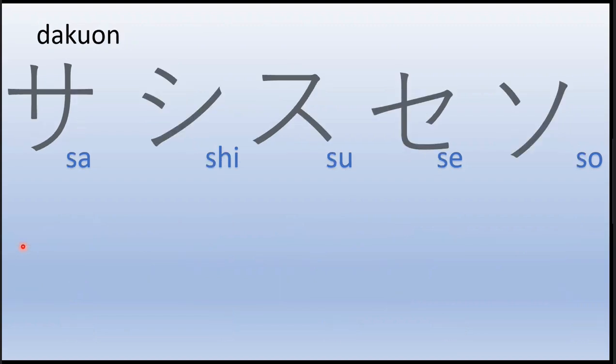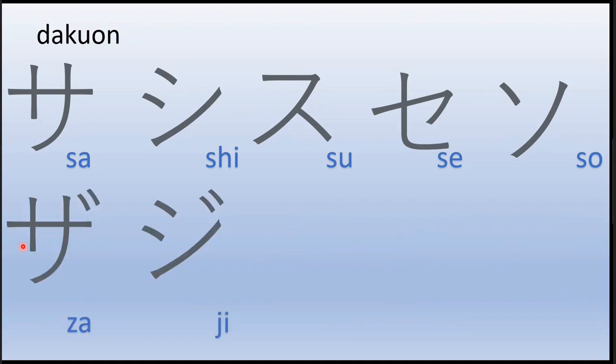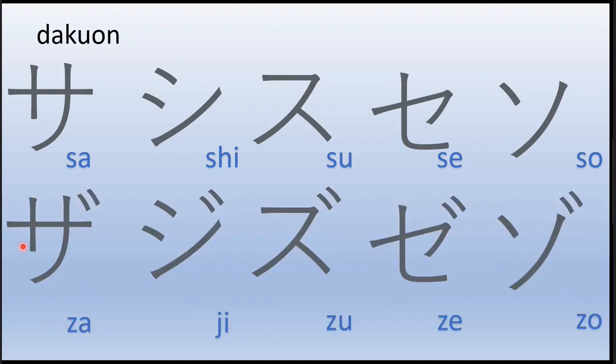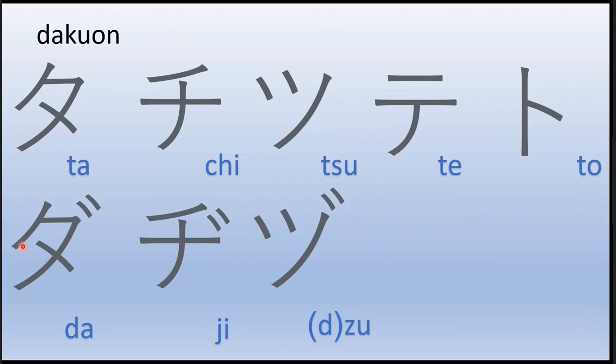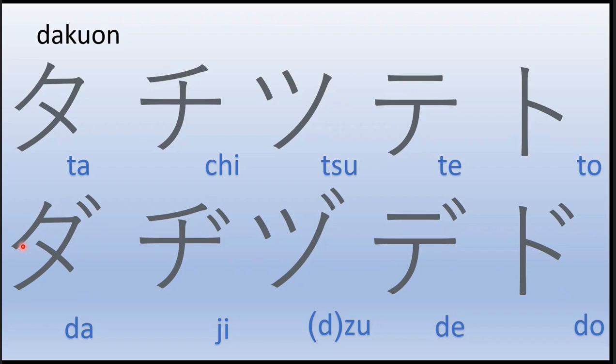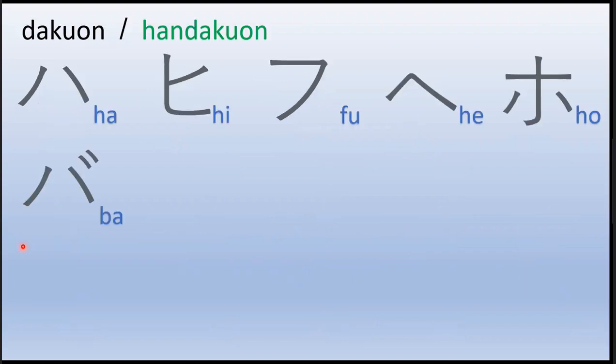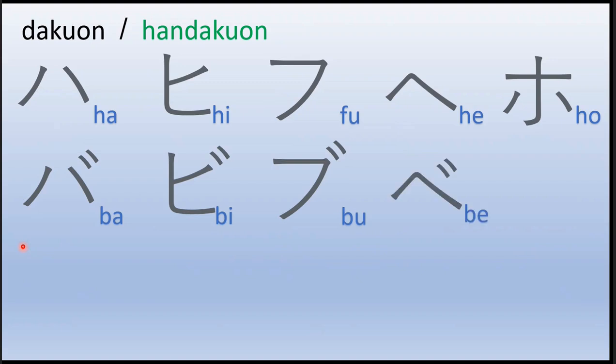The next line of dakuon is sa, shi, su, se, so, which gives us za, ji, zu, ze, zo. That also follows the same principle. The third line of dakuon is ta, chi, tsu, te, to, which gives us da, ji, tsu, de, do. The fourth line of dakuon is derived from ha, hi, fu, he, ho, which is ba, bi, bu, be, bo.